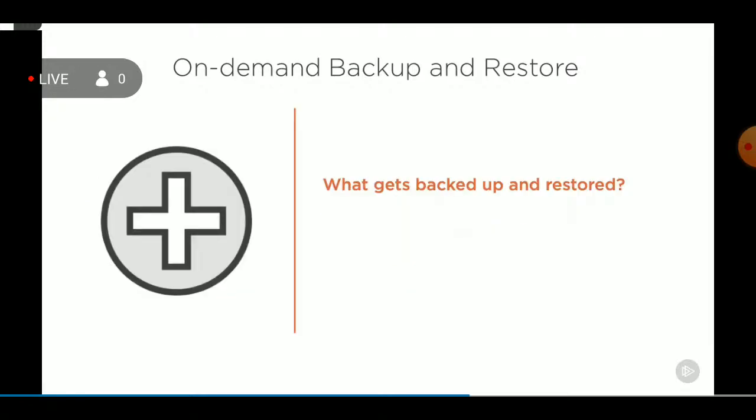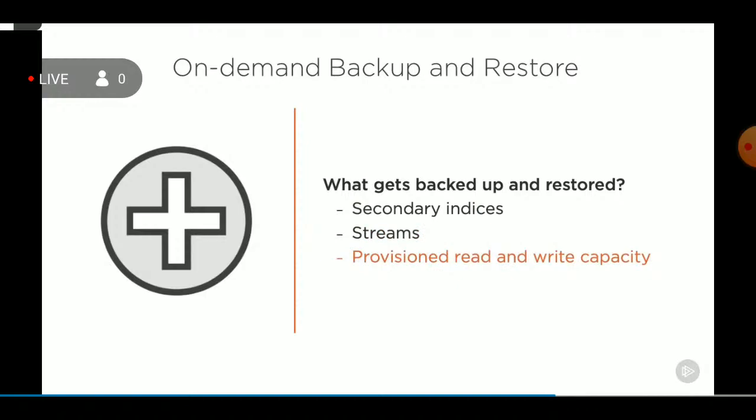What is backed up exactly? Also, what settings are restored when we restore from backup? Local and global secondary indices are backed up and restored also. DynamoDB streams and provisioned read and write capacity are also backed up and restored.